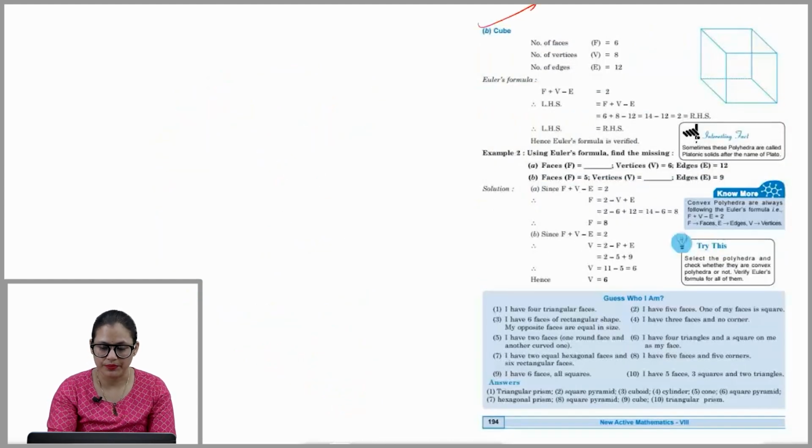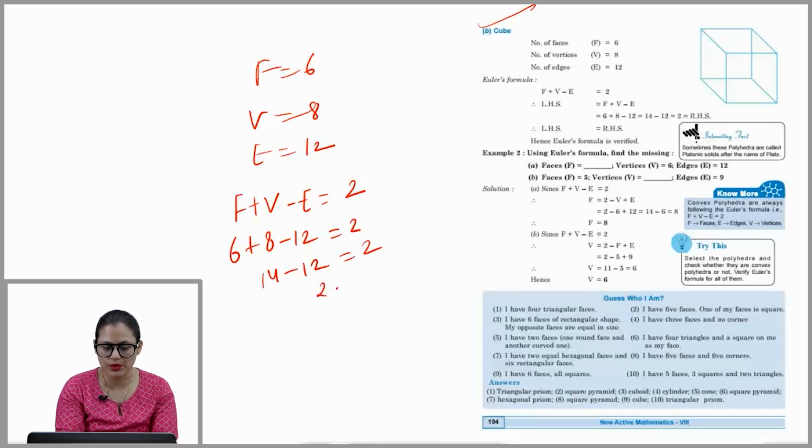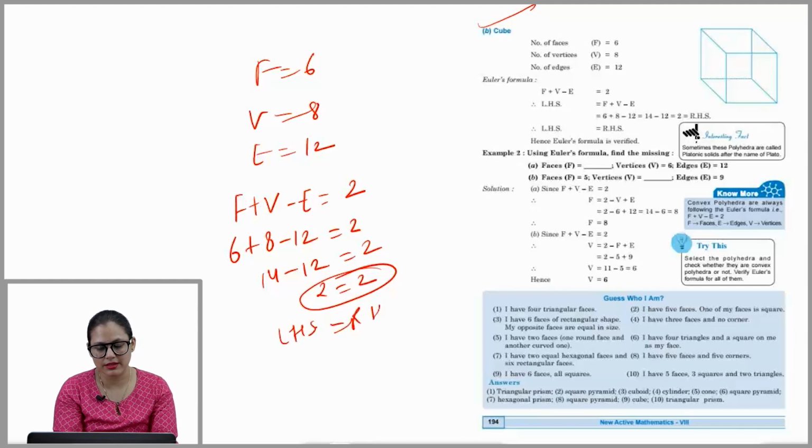B, cube. Okay. Number of faces 6, number of vertices 8 and number of edges 12. So the formula is F plus V minus E is equal to 2. Okay, now let's put the values. 6 plus 8 minus 12 is equal to 2. 14 minus 12 is equal to 2. 2 is equal to 2. LHS is equal to RHS. Hence, the formula is verified. Okay.